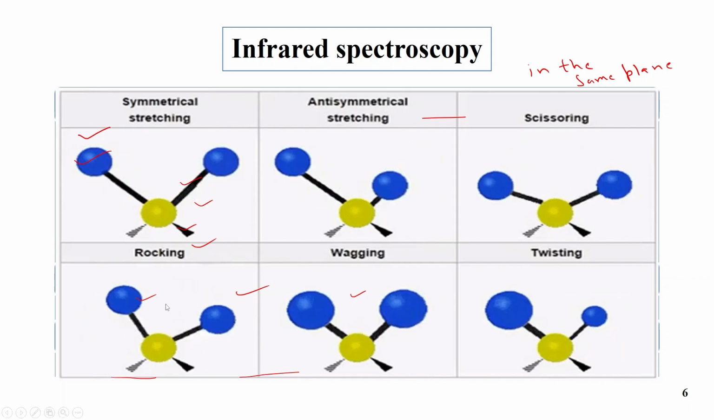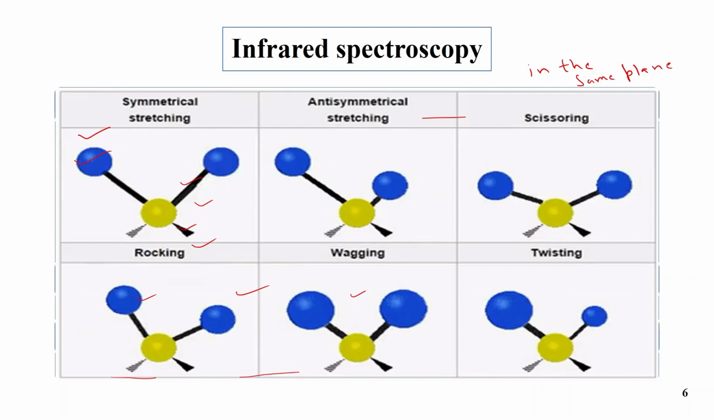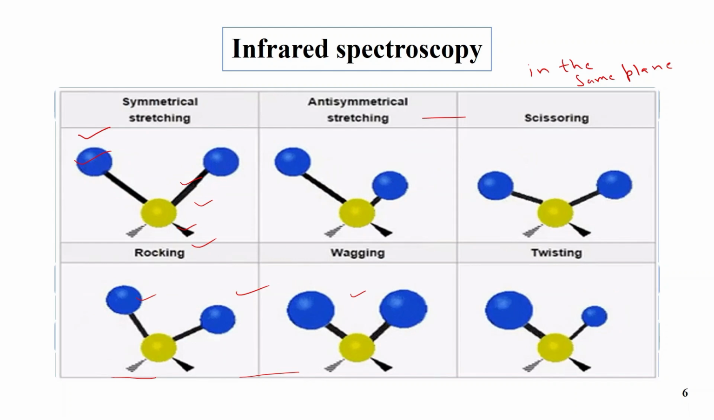Okay, so the different types of vibrations are being demonstrated by different functional groups, by different bonds, and if the vibrational frequency of these bonds matches that of the IR radiation, then they absorb it. This is the basic principle of IR spectroscopy.